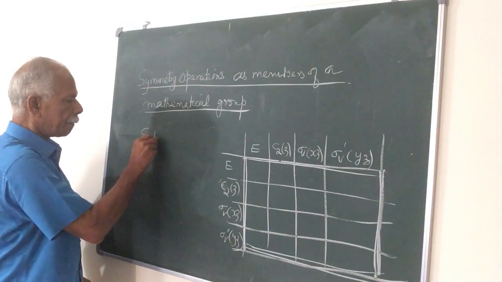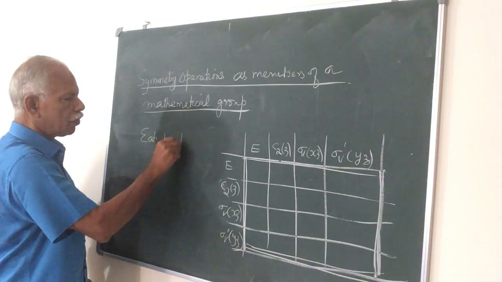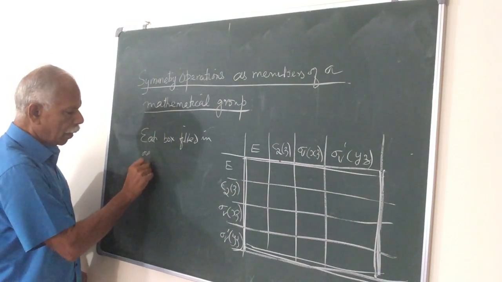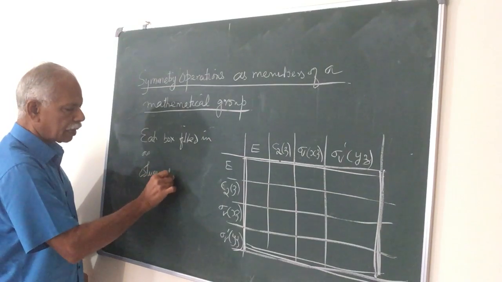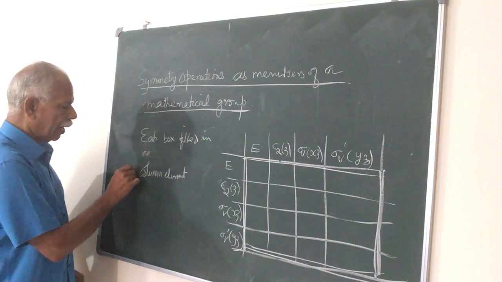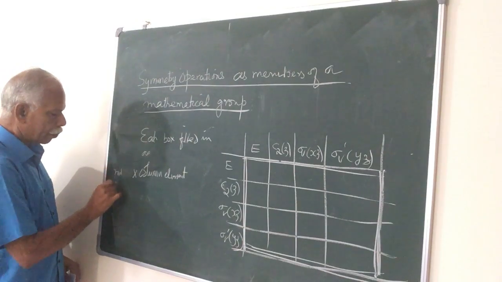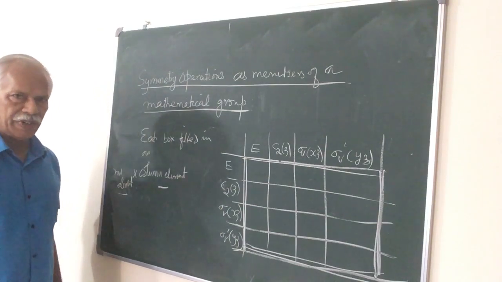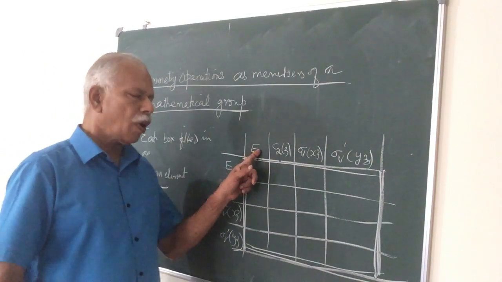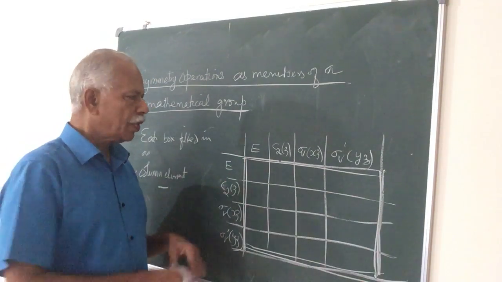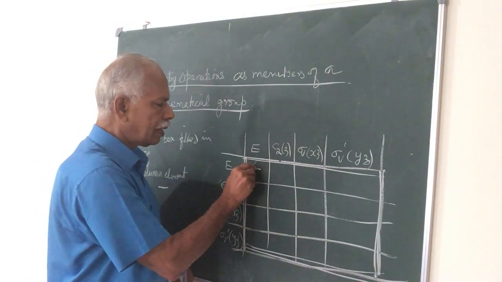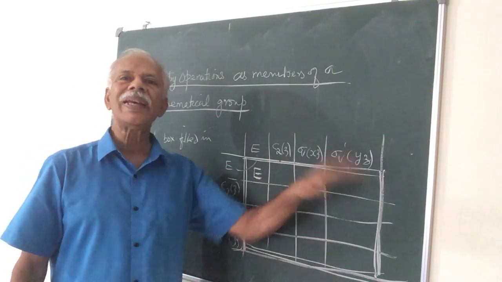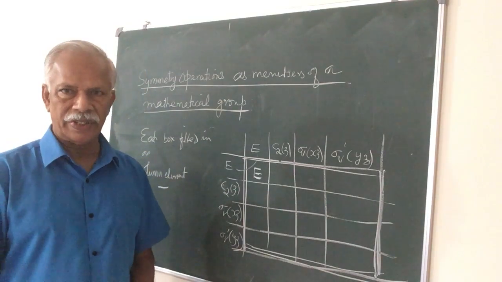Each box is filled in as column element followed by row element. Column element followed by row element. This is the column element, this is the row element. So if these two are combined, the result is identity itself, because identity is an operation that combines with any other operation, leaving it unchanged.